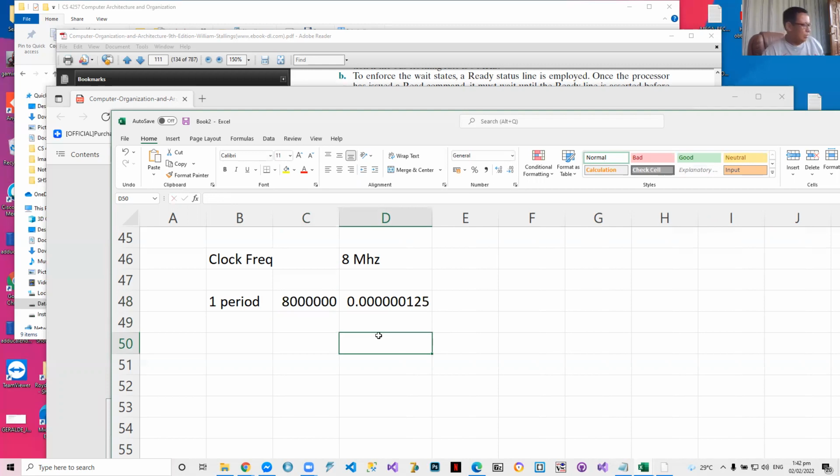Nano, right? 125 nanoseconds. Nano is 10 to the 9, right? Okay. 1, 2, 3, 4, 5, 6, 7, 8, 9. 124 nanoseconds. Do you follow?